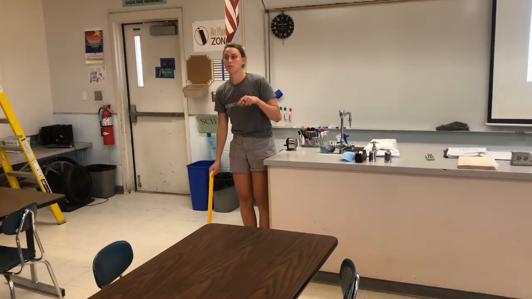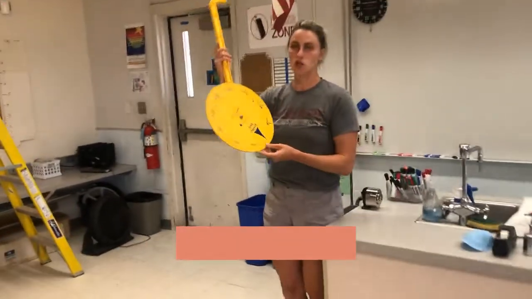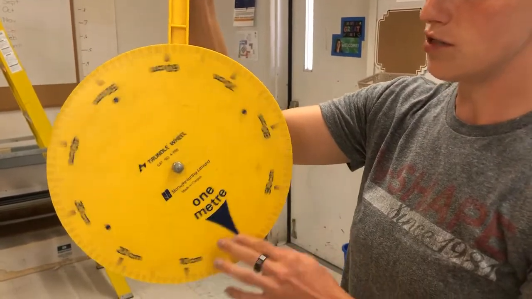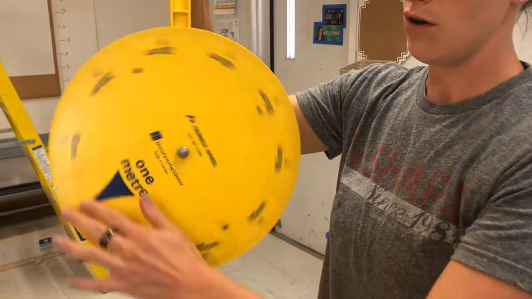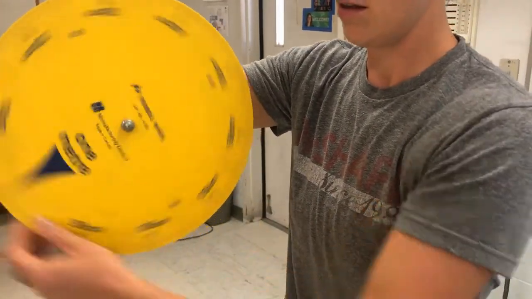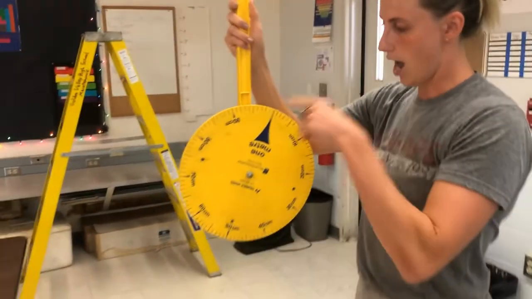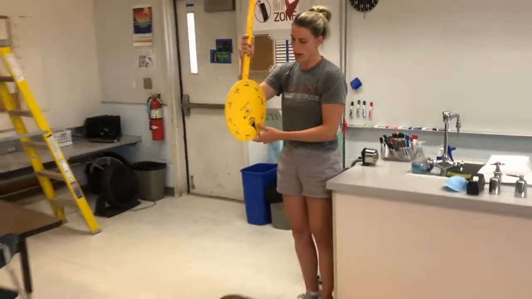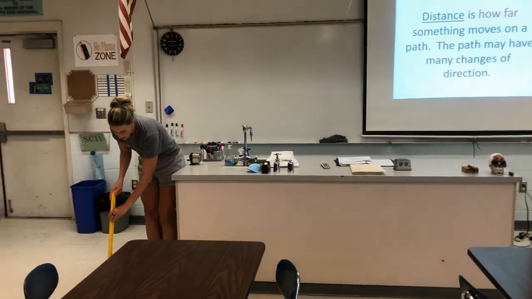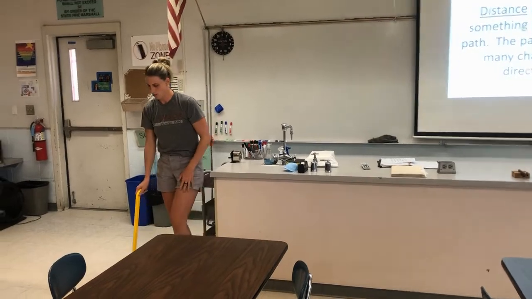All right, I'm going to measure distance. Let's talk about what this is real quick. This is a trundle wheel, and every time the trundle wheel goes around in a circle, and you hear that click, that's 1 meter. So 1 click is 1 meter. I'm going to measure distance with the trundle wheel, and my handy dandy assistant, Mr. Boykin, is going to measure time with a stopwatch. Say go. Ready, go.